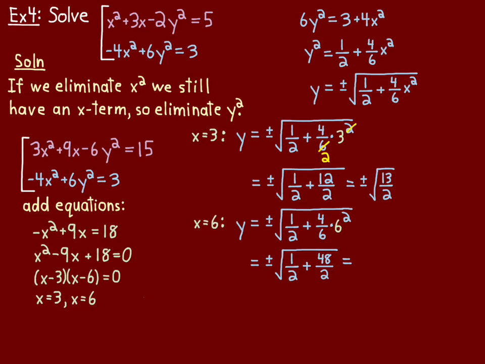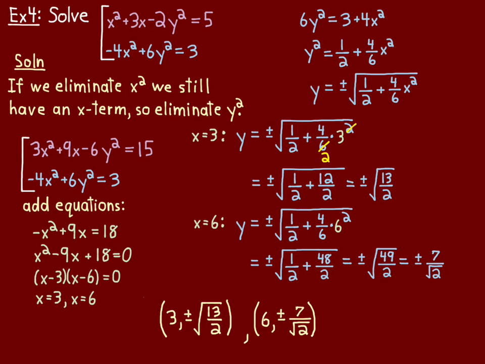That's equal to plus or minus square root of 1/2 plus 48/2. Rather than reducing the second fraction, I'm trying to keep the 2 in the denominator so that I can combine it with the first term in the radicand, which is 1/2. And so that gives me square root of 49/2, which is plus or minus 7 over square root of 2. This gives me 4 answers total, 2 for when x is 3 and 2 for when x is 6. So we get the 2 points, 3, comma, plus or minus square root of 13/2, and the 2 points, 6, comma, plus or minus 7 over square root of 2.